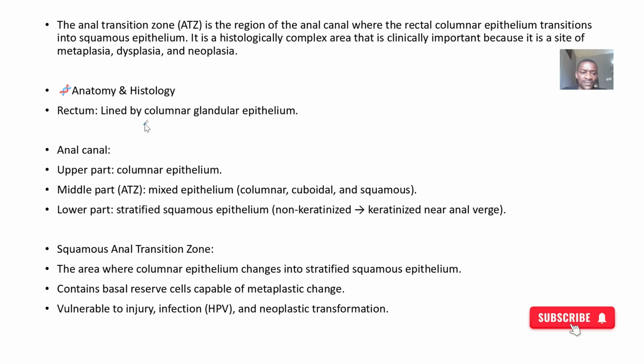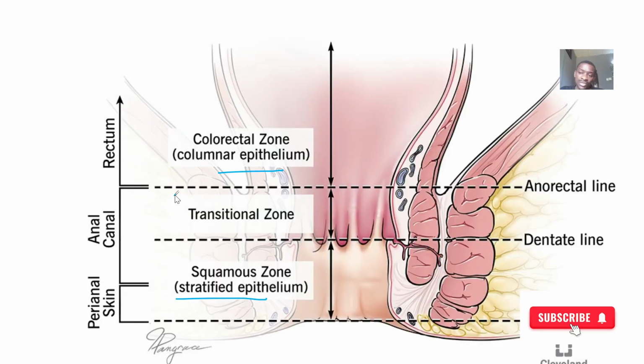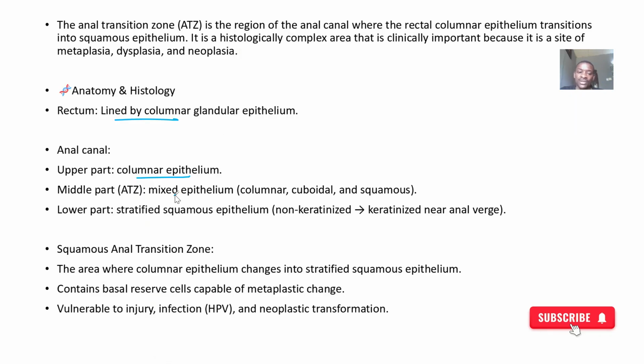So what's the anatomy and histology? The rectum is lined by columnar glandular epithelium, while the anal canal, the upper part is columnar epithelium. Then the middle part is where you have a mixture of it, that's a transition. Then the lower part is stratified. So the squamous anal transition zone is the area where the columnar epithelium changes into stratified squamous epithelium.